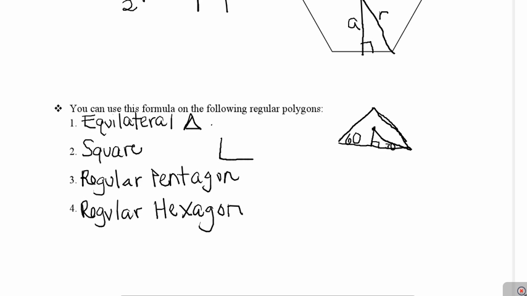For a square, if I draw a square and the center point, and then I connect the apothem and the radius, since all the angles of a square are 90 degrees, this would become a 45-45-90 right triangle.